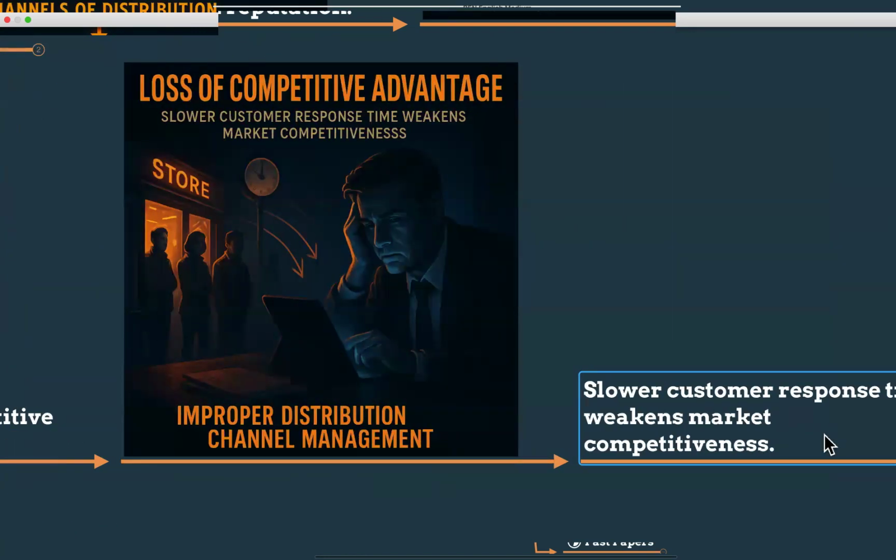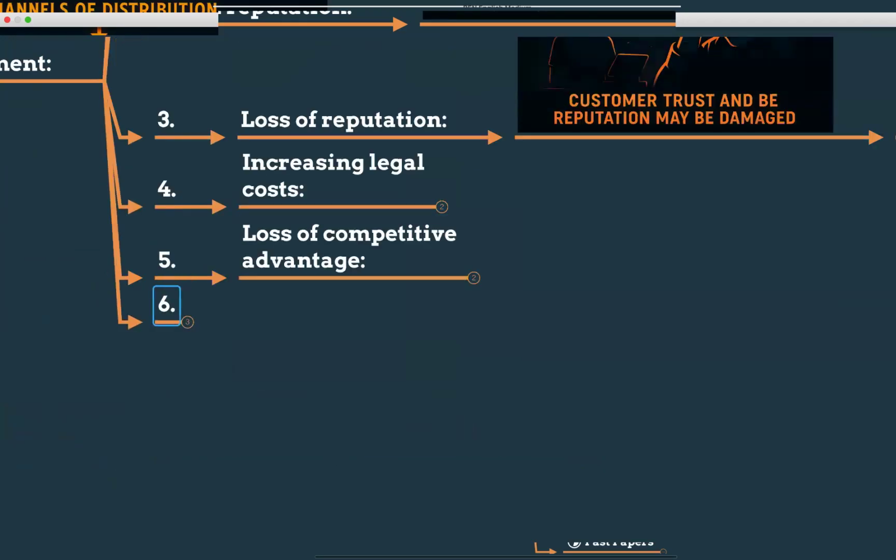So slower customer response time will kill your competitive advantage. So it will weaken your market competitiveness. The competitors with better distribution will win because you are slower than your competitors. Your prices are higher because you have a lot of intermediaries, but actually you don't need them, right? For example, you deliver in 3 days, but your competitors deliver the same product on the same day. You lose the customers, right? That is the loss of competitive advantage.